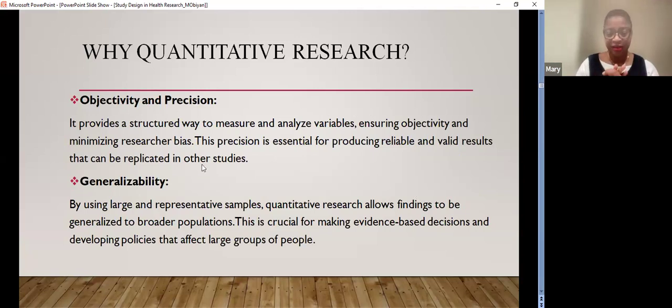Why quantitative research? Why is it important? In public health, why do we have to adopt this particular research design? For objectivity and precision, I've mentioned this, I've also explained it, provided some context. It gives a structured way to measure and analyze variables.